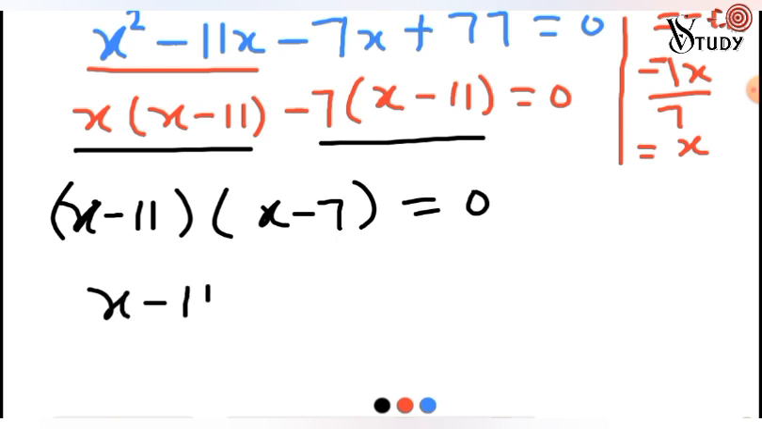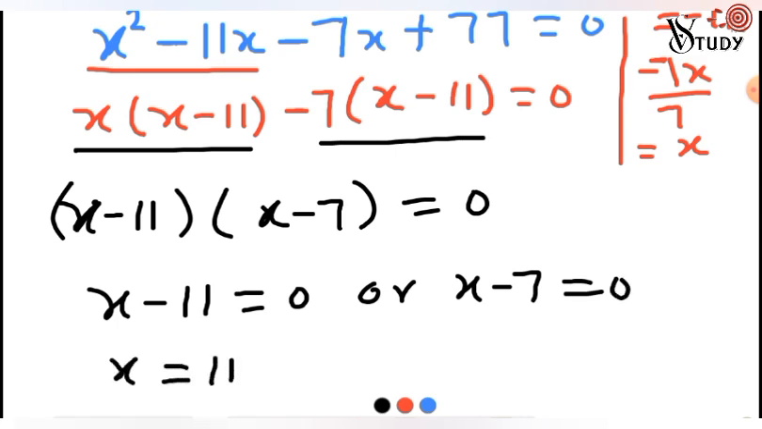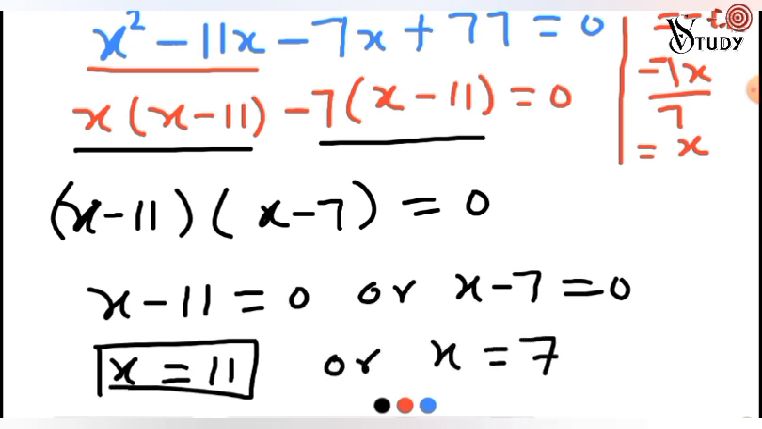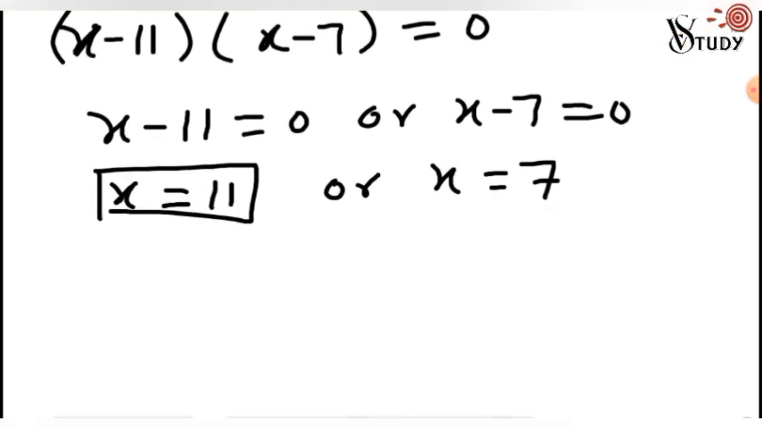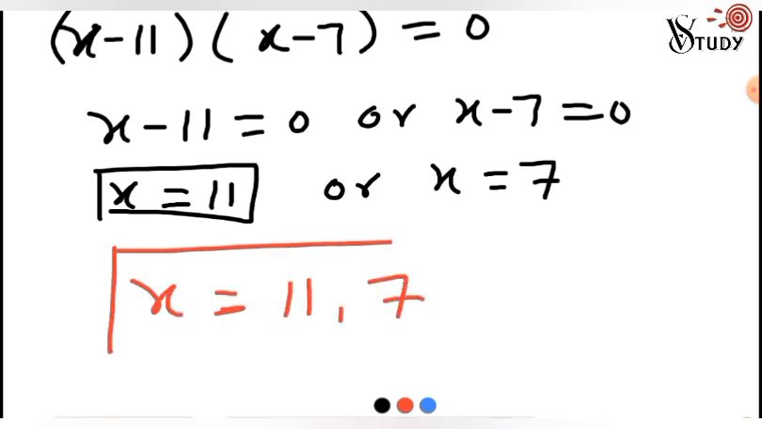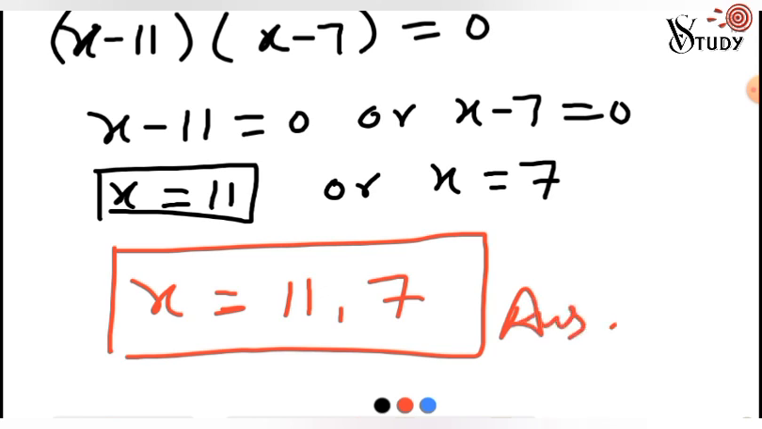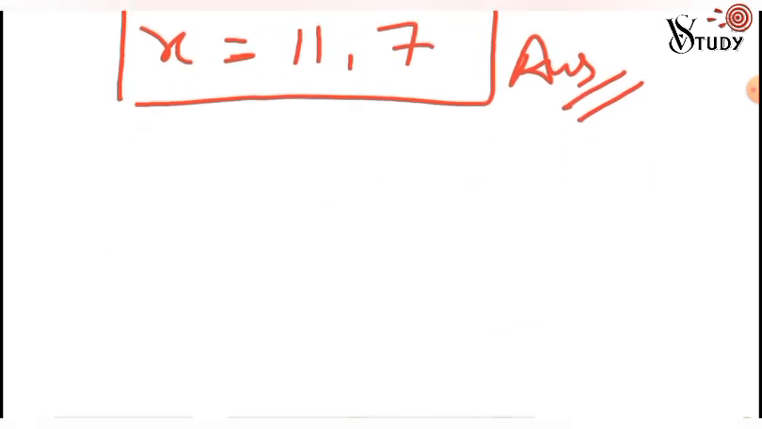Now put x minus 11 equal to 0, or x minus 7 equal to 0. Now we have x is equal to 11, or x is equal to 7. So the final answer of this quadratic equation is x is equal to 11 and 7. This is the solution of this quadratic equation, or we can say that these are the roots of this quadratic equation. Let's move to problem number 13.